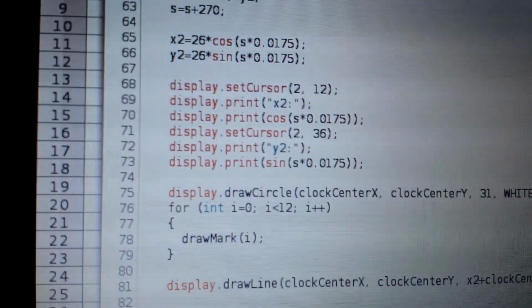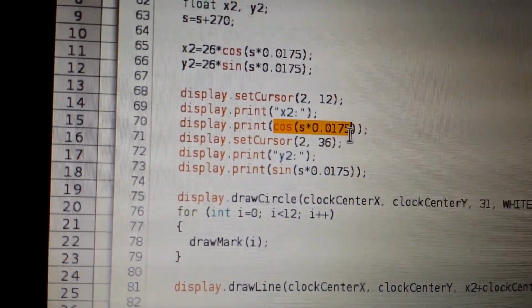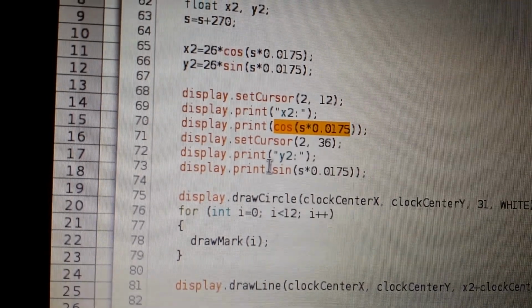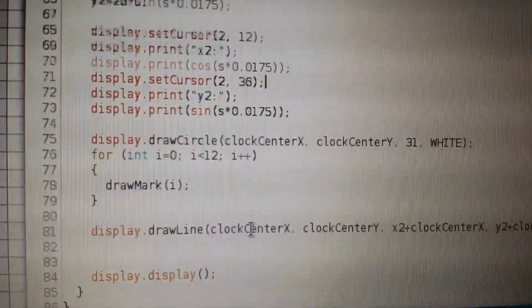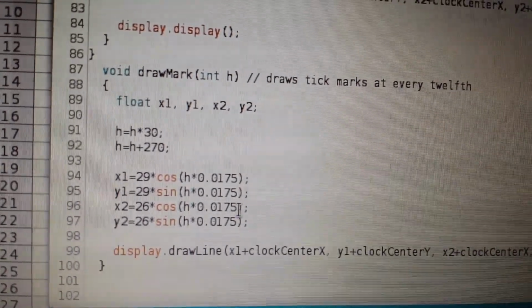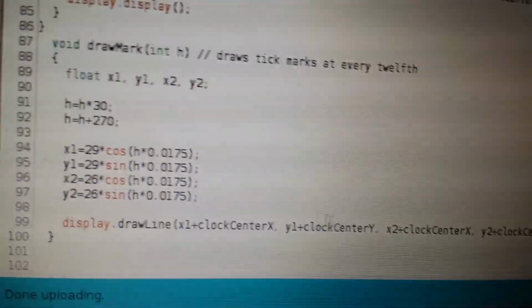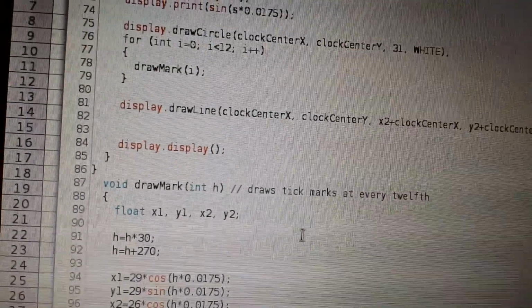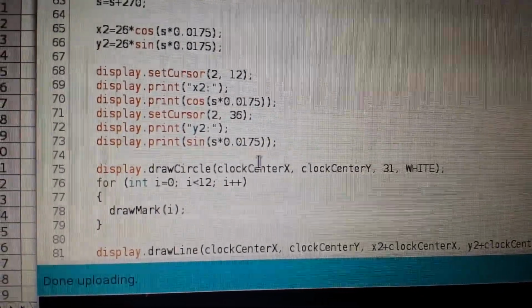The interesting thing about the code is, you see right here, we've got the X assigned using a cosine and the Y using sine. Okay, I know this is pretty ugly, but down here is the actual code that draws a line. Oh, that's drawing the mark. Anyway, here it is. This is the code that draws the line.